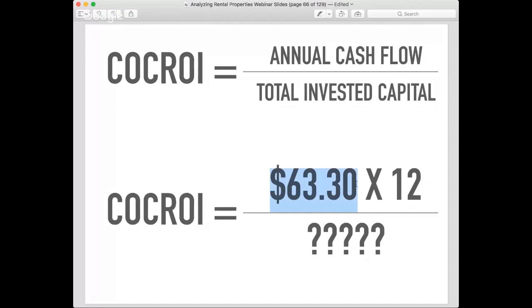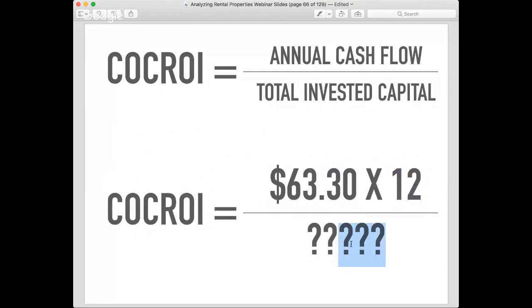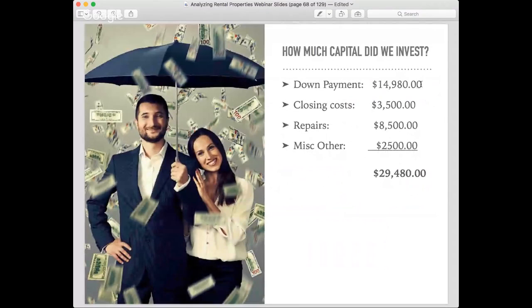$63 a month times 12 months, divided by what? Our total invested capital. So how much money do we put into this deal? Anybody know? Well, we talked about the down payment of 20%. We assumed 20% earlier. So we put down $14,980 for a down payment. How do you get that? We just took 74,900 times 0.2. That's about 14,000. We also have closing costs, maybe $3,500. That might be a little high, maybe it's a little low depending on your loan and stuff, but I did $3,500.